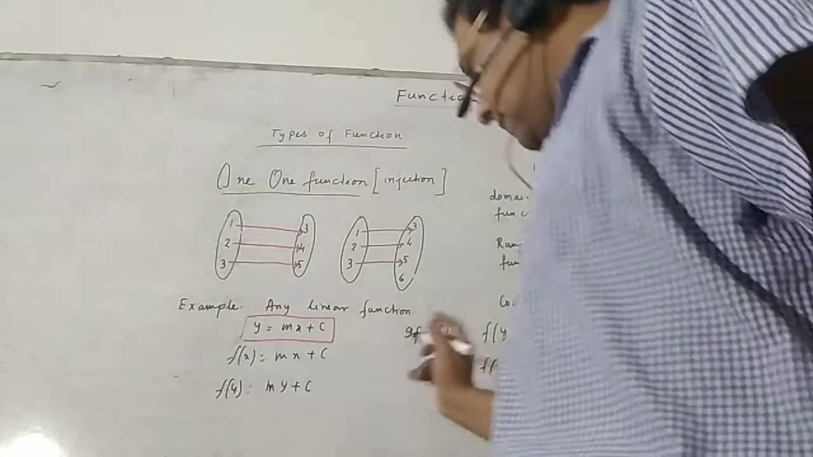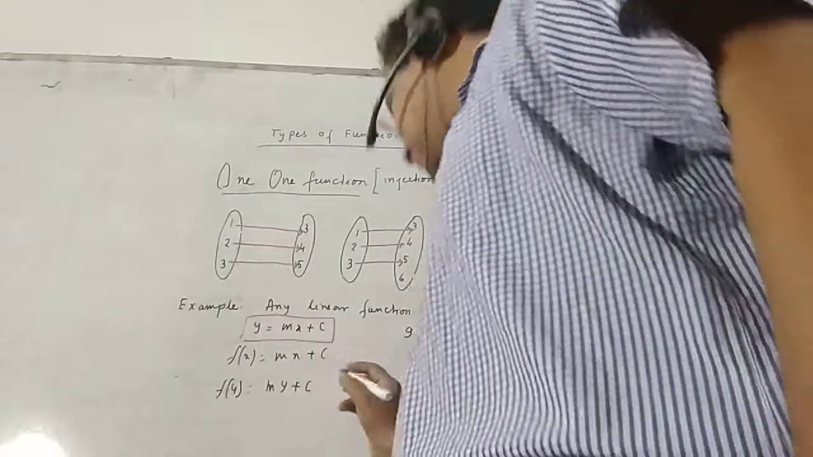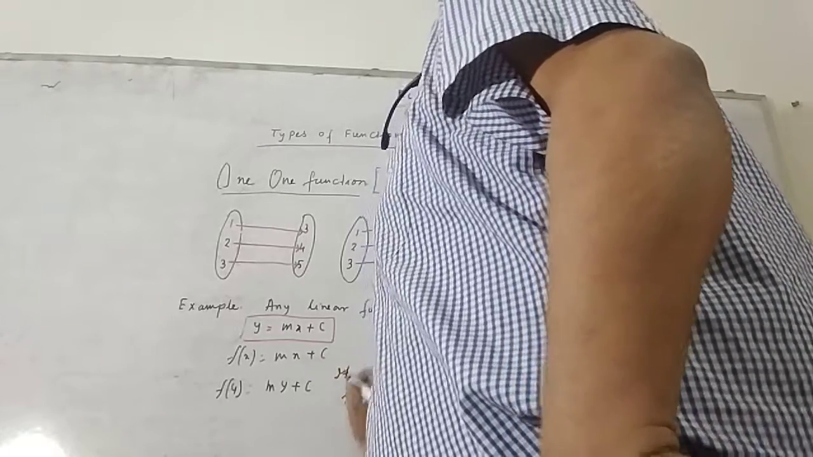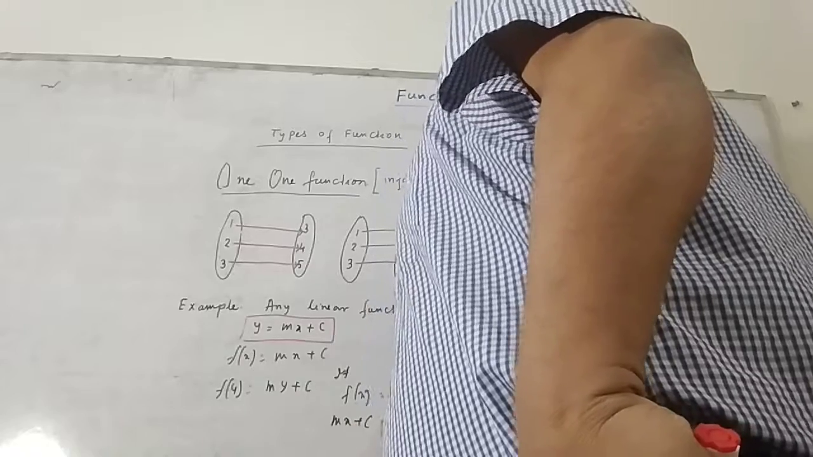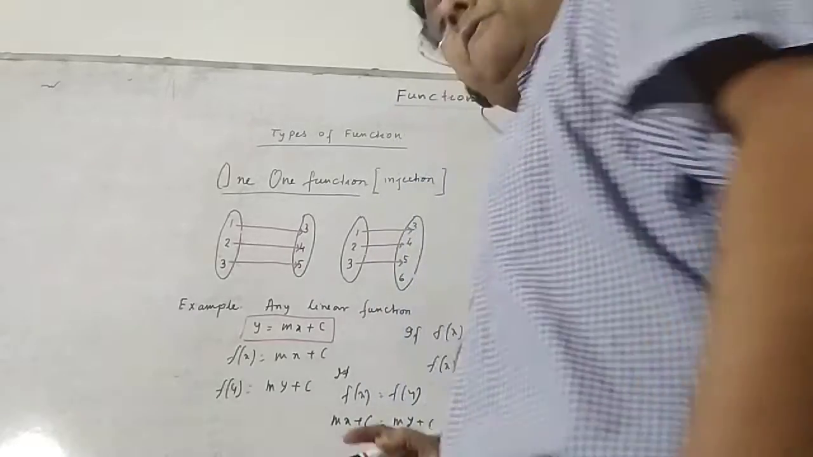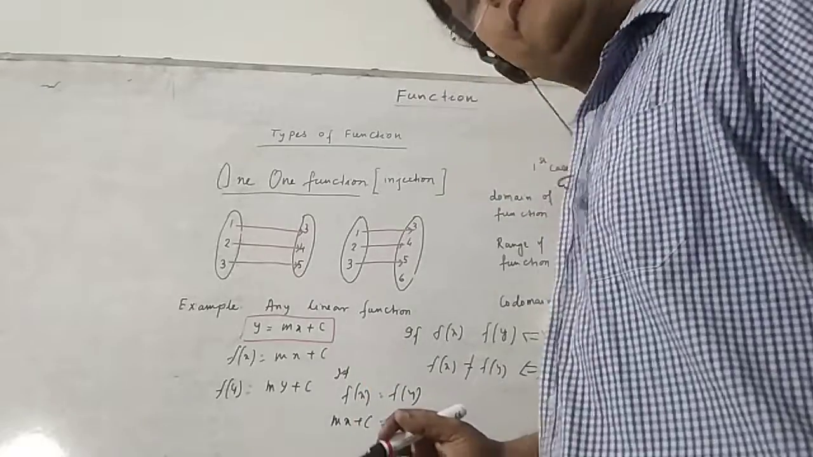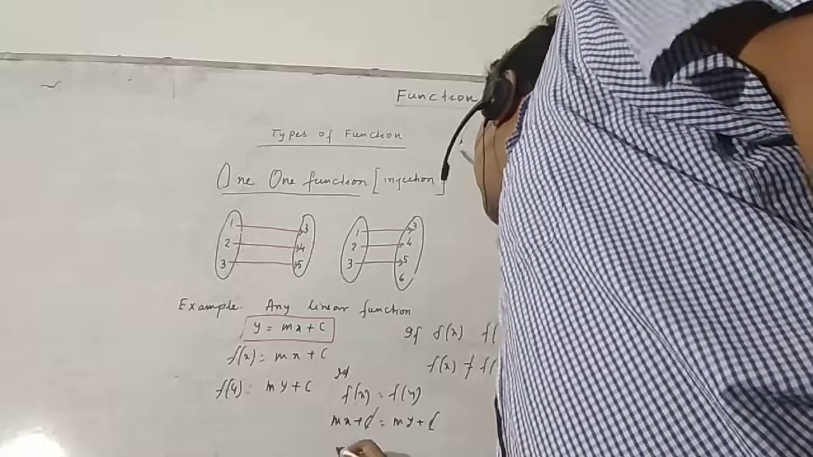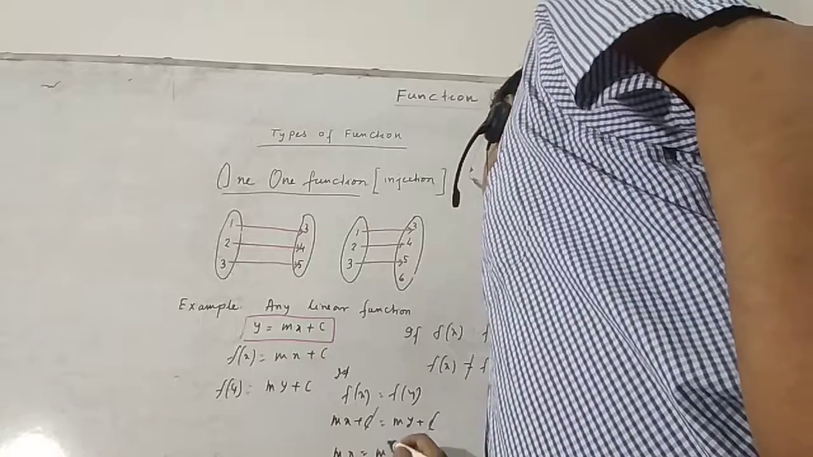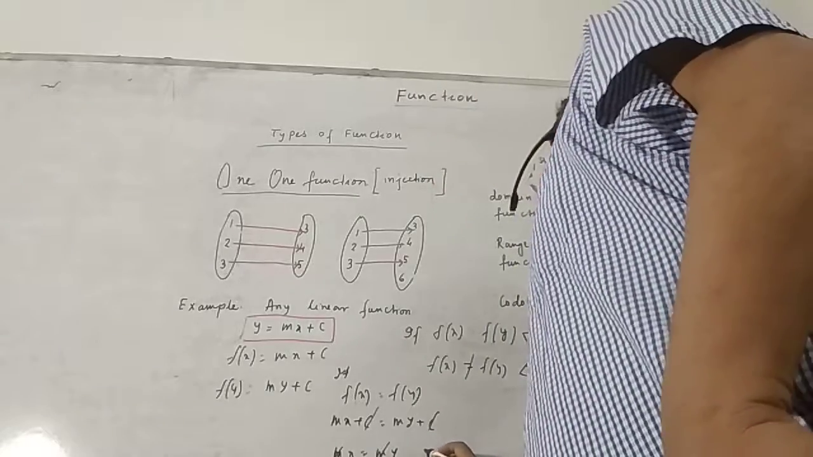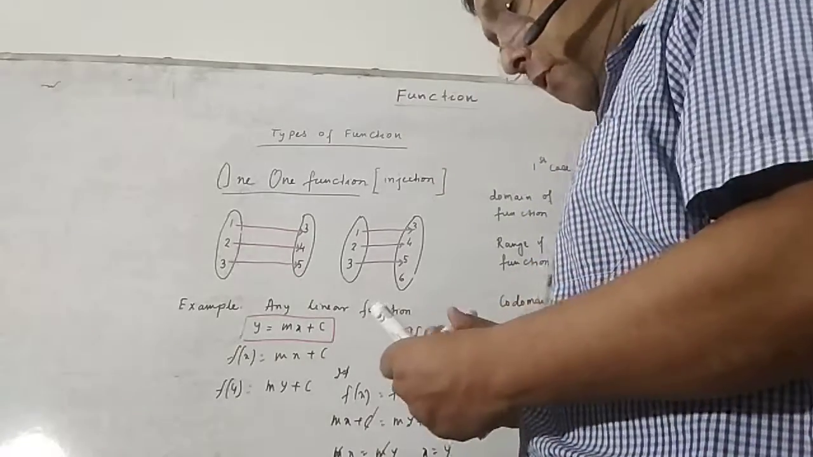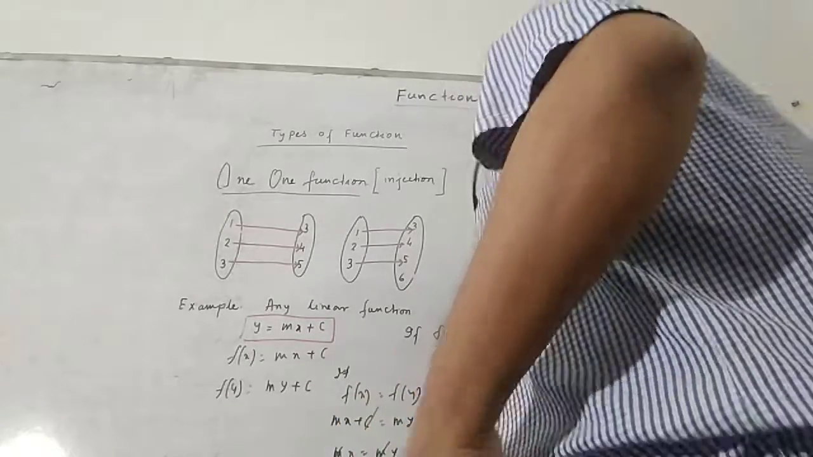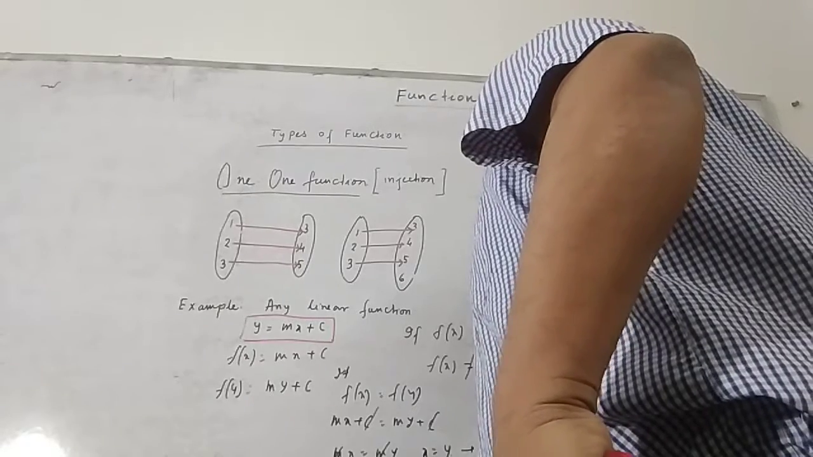So following this definition, we assume that f of x is equal to f of y. We can say therefore mx plus c is equal to my plus c. Everywhere we will follow the same technique and we will get the result. So in mx plus c, this c gets cancelled, and therefore mx is equal to my. m also cancelled, so we can say that x is equal to y. Therefore, we can say that yes, this function is an injection.